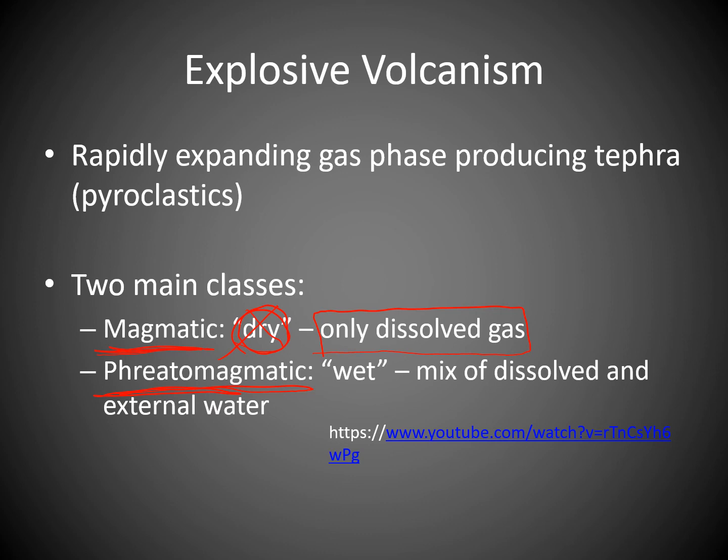Phreatomagmatic, phreato or phreatic, means driven by external water. It can be glacial melt, it can be groundwater, it can be lakes, it can be ocean. Just some sort of non-juvenile or non-magmatic water. And these phreatomagmatic eruptions can be pretty impressive and pretty powerful. They generally occur as distinct blasts rather than sustained eruptions.